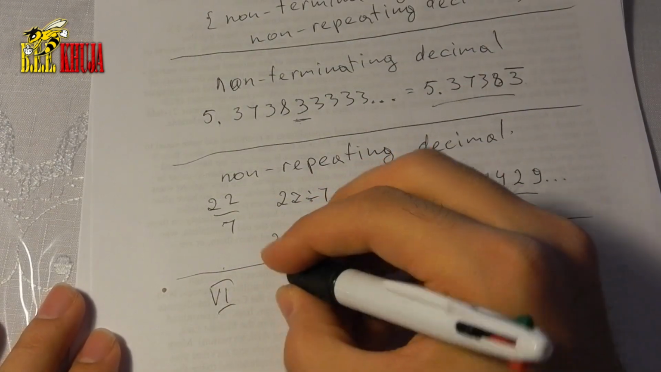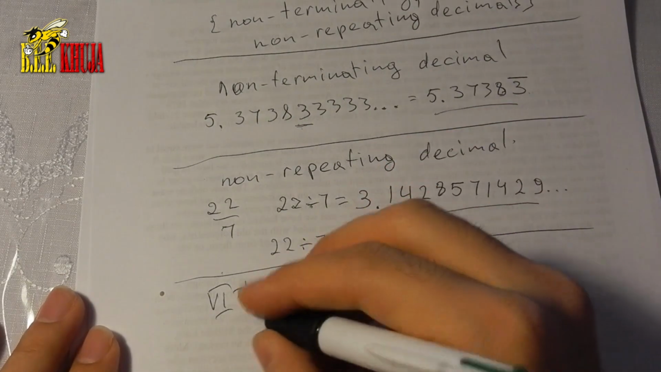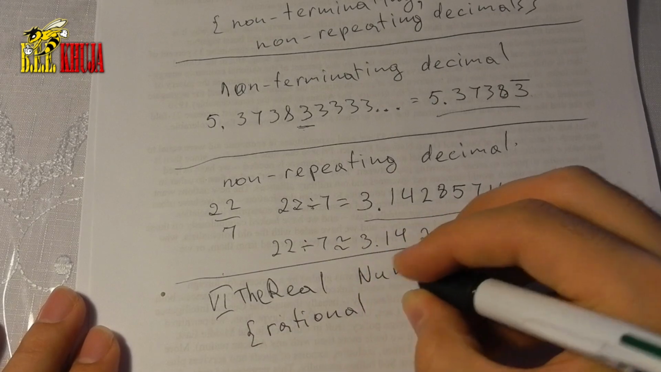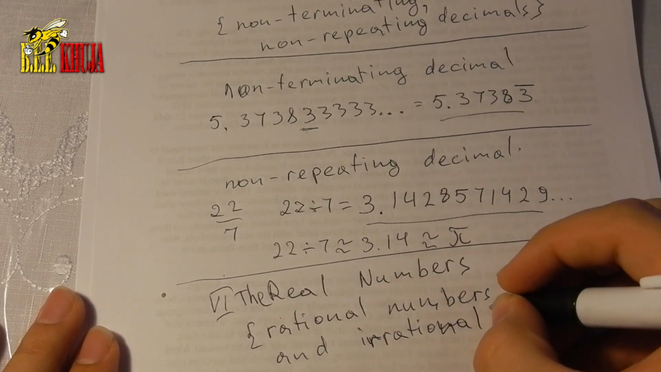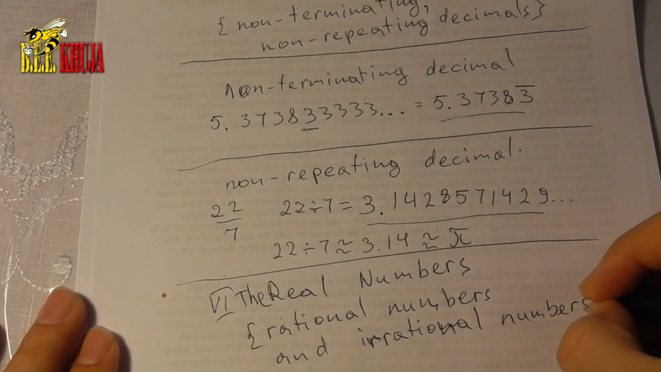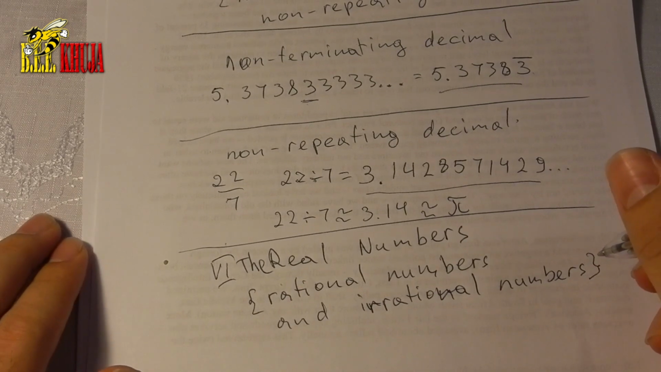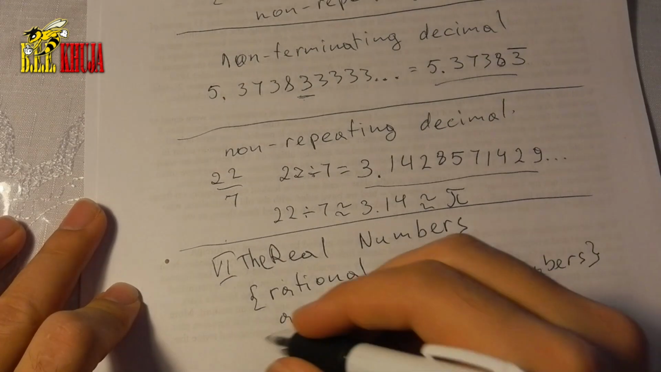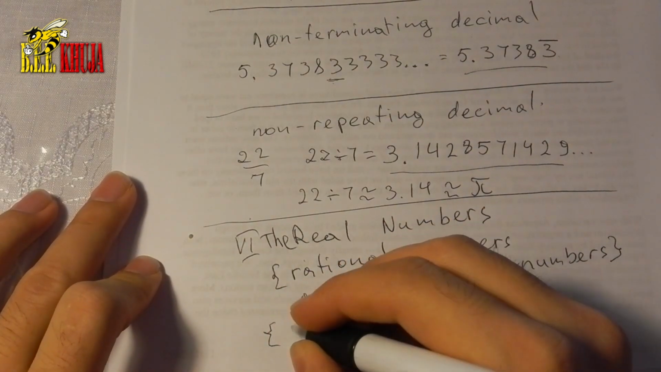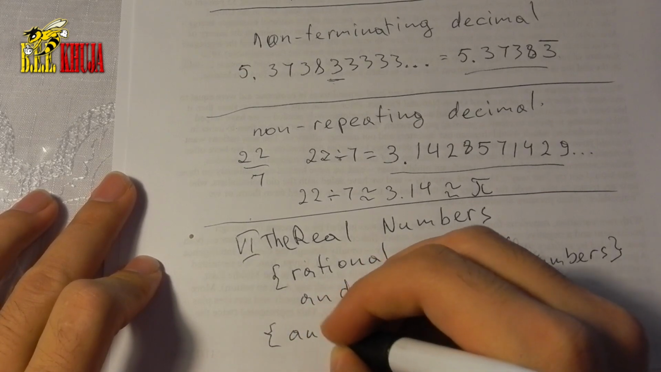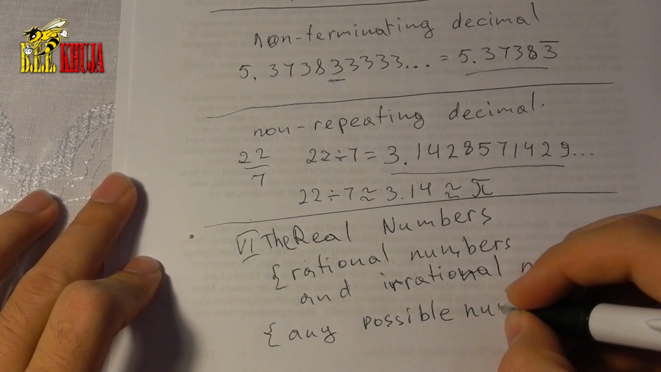And the last thing about the numbers is the real numbers. And the set of real numbers is the rational numbers and irrational numbers. Or it is simply called the set of any possible numbers.